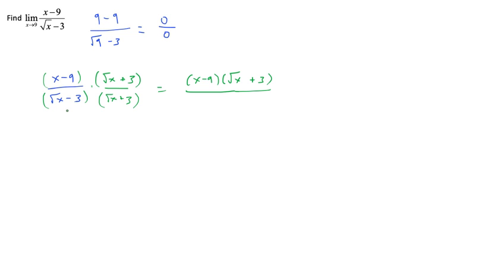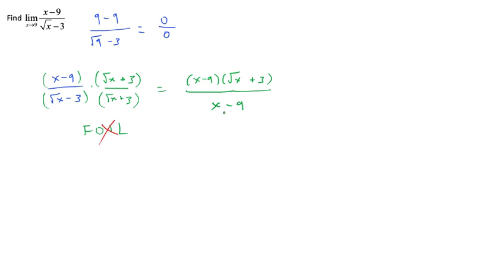And on the denominator, you notice that these are the difference of two squares, right? So radical x minus 3 times radical x plus 3. If we FOIL this, we know that the outer and inner terms are just going to cancel out. So really, I just have to do the first term and the last term, right? Radical x times radical x, that's just x. And I don't need to do the outer and the inner terms. And then for the last terms, negative 3 times 3 is negative 9.